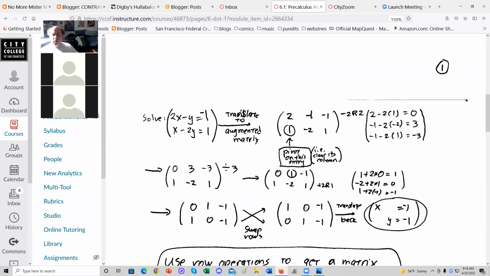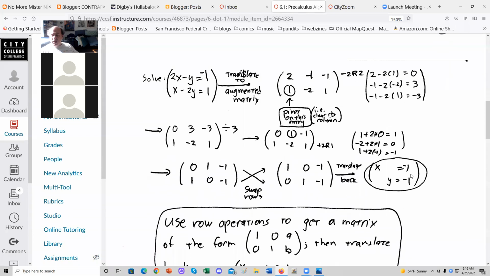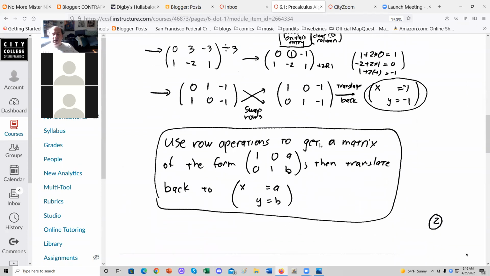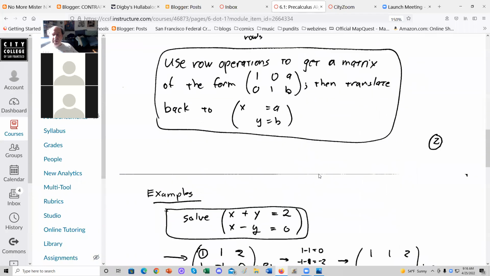x plus 0y equals -1. 0x plus y equals -1. So x equals -1, y equals -1. We have a solution. That's the solution. x is -1, y equals -1. Solve this original system. So we use row operations to get a matrix of the form 1, 0, A, 0, 1, B. That translates back to x equals A, y equals B.